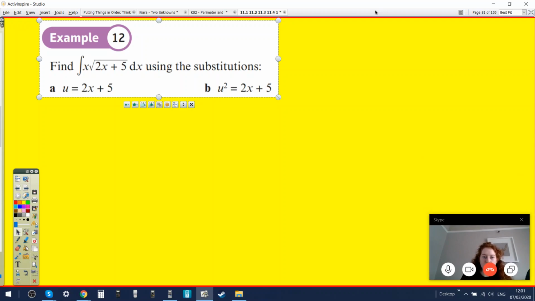Well, can we change the square root into the power of a half? Yep.